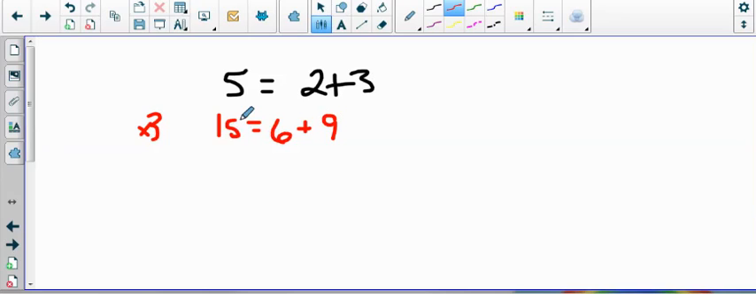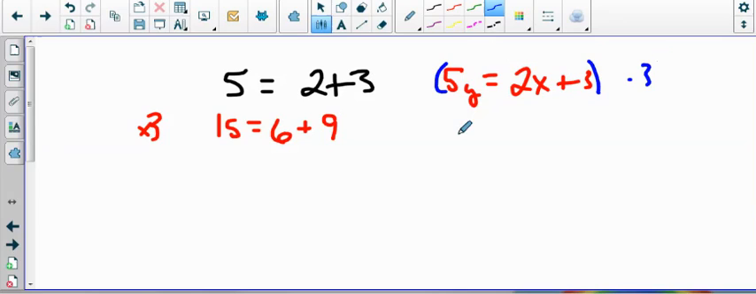Is this still true? It is, and that's the same thing that's going on whenever we turn one of these linear equations into another one. All I'm going to do here is multiply everything by 3, just like I did over here. 3 times 5y is 15y. 3 times 2x is 6x, and 3 times 3 is 9. All I'm doing is showing you that they're the same thing. If you multiply every term in an equation by the same number, it does not change it.